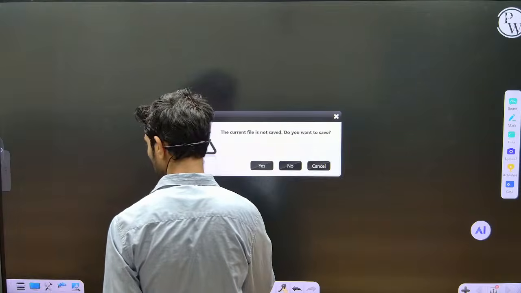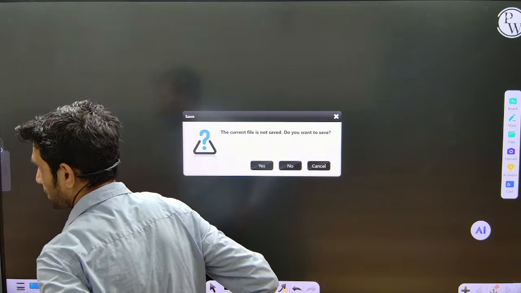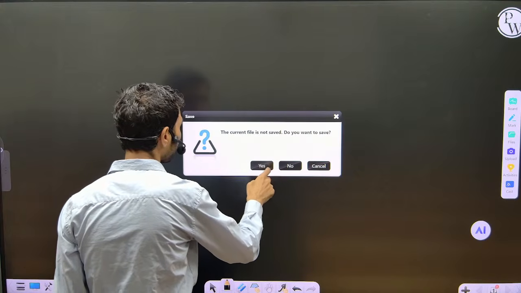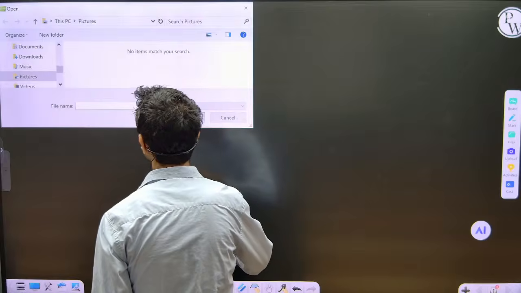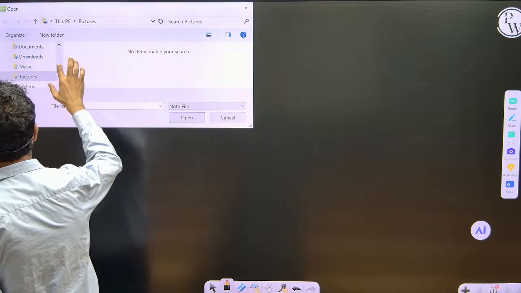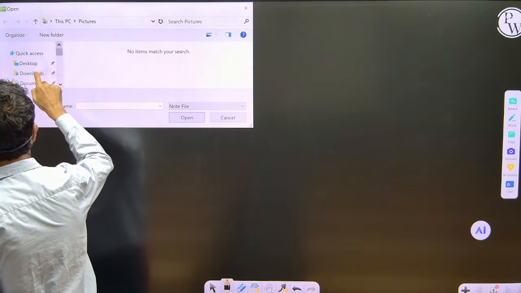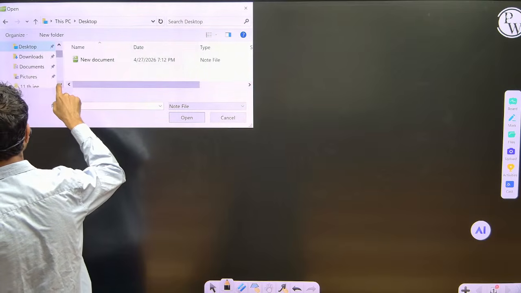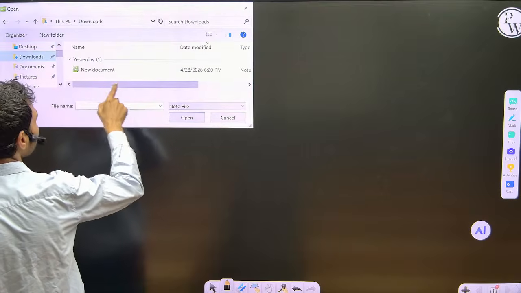After saving this file, don't have to save. Save this file. Yesterday I had this. Right?